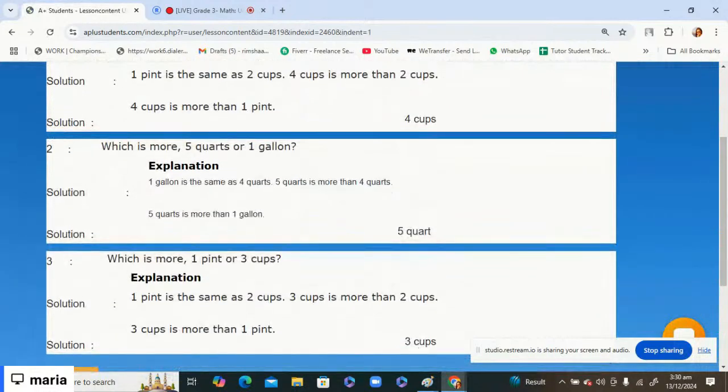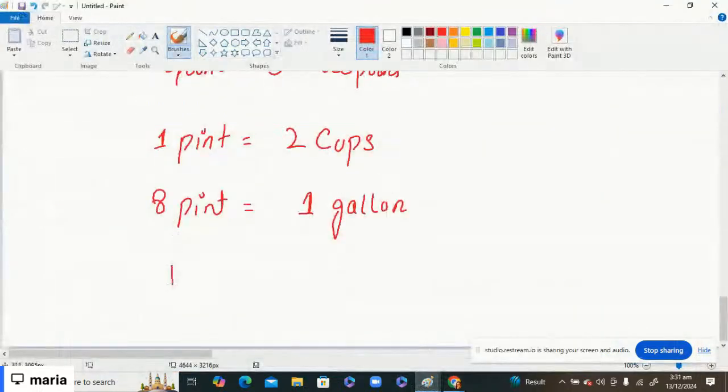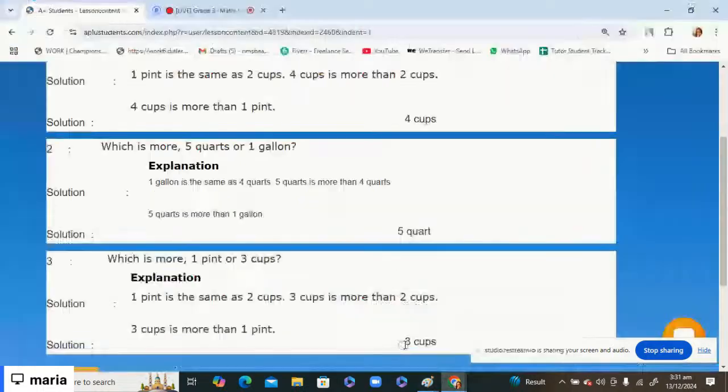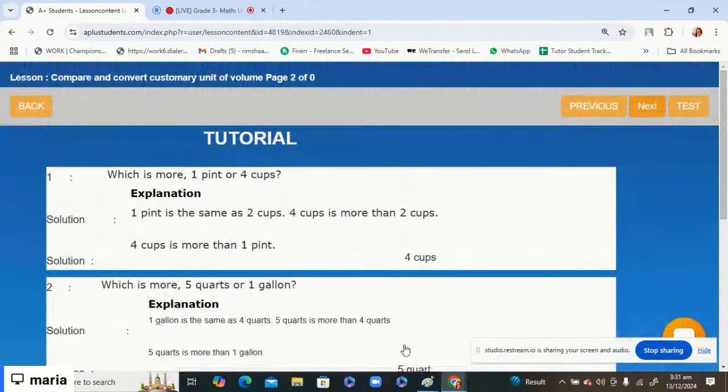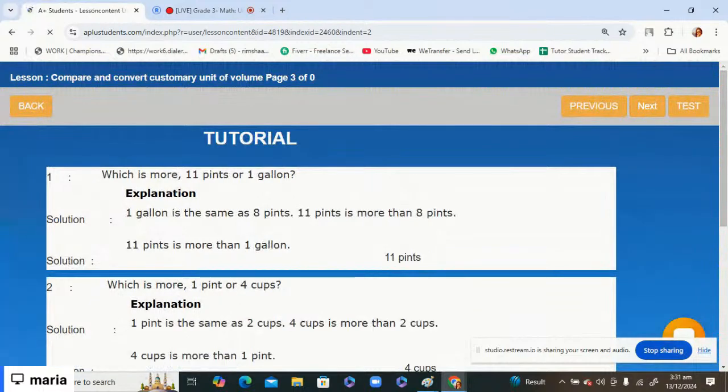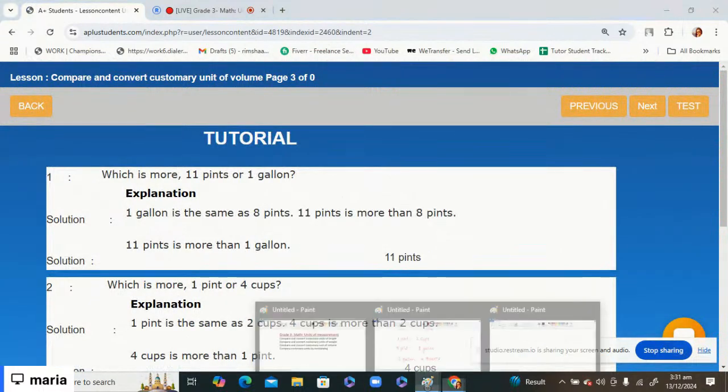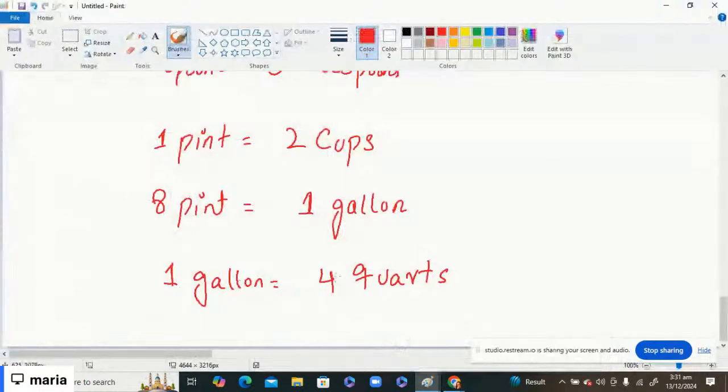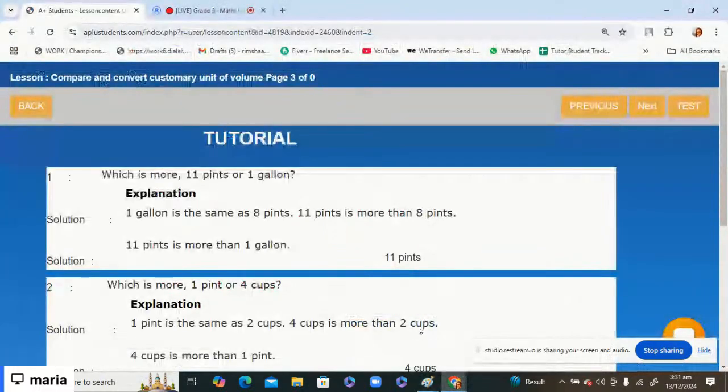1 gallon is equal to 4 quarts. Okay, 1 gallon is equal to how many quarts? 4 quarts. Okay, so here are 5 quarts, so it means that 5 quarts is greater as compared to the gallon. 1 pint is equal to 2 cups, and here 3 cups are given, so it means that 3 cups are greater. Okay, 11 pints or 1 gallon? As we know, 1 gallon is equal to how many pints? 8 pints, and here 11 pints are given, so pints are greater here.